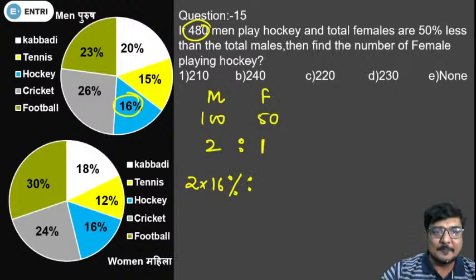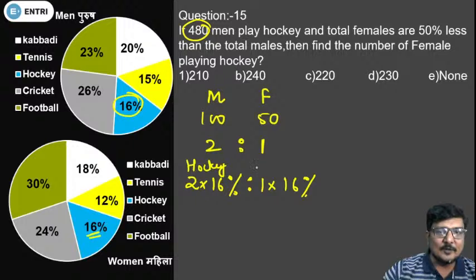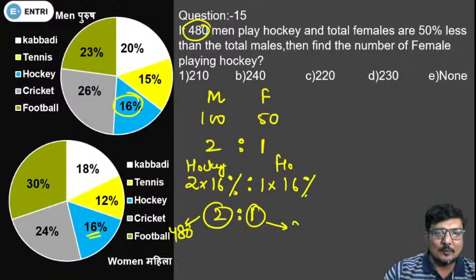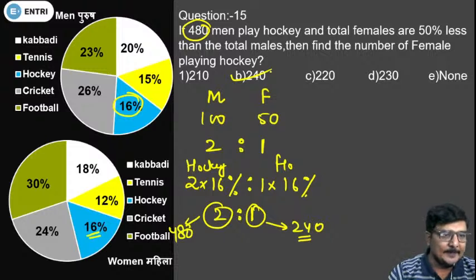The number of females playing hockey is 1 into 16%. So the ratio of men playing hockey to females playing hockey comes out to be 2:1. And the value of 2 is given as 480. It means the value of 1 will come out to be 240. Got my point? Option number B.